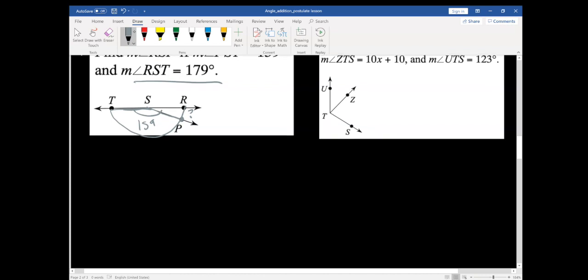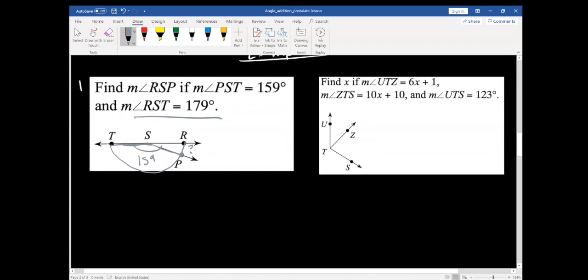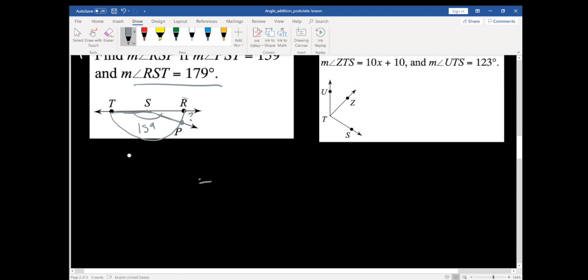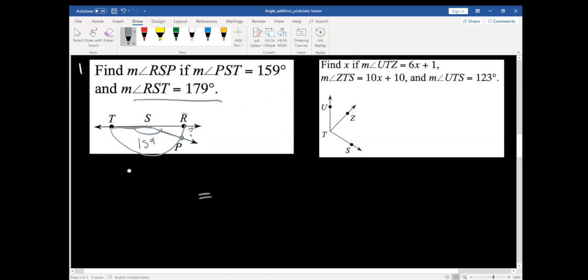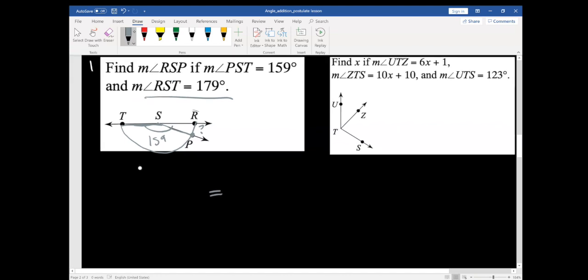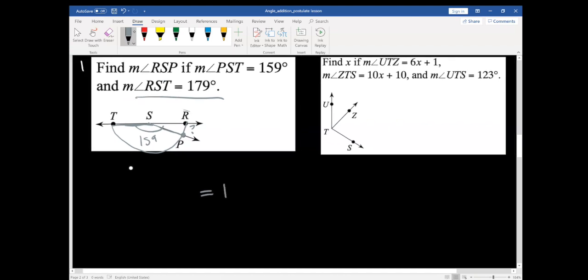So in this case, which one is the whole? Which one is the larger angle? So the largest angle is RST, right? So RST is 179. So that's going to be my whole. And you should always try to find the largest angle first. So this one's going to be 179 just because it makes it easier once you write it down. So this one's 179, and then you add the two smaller ones.